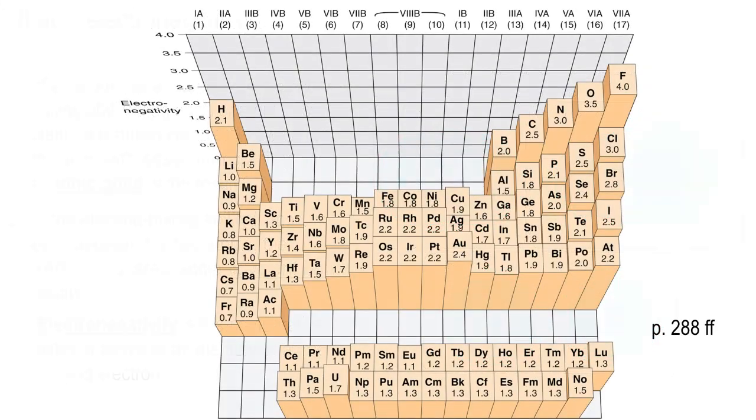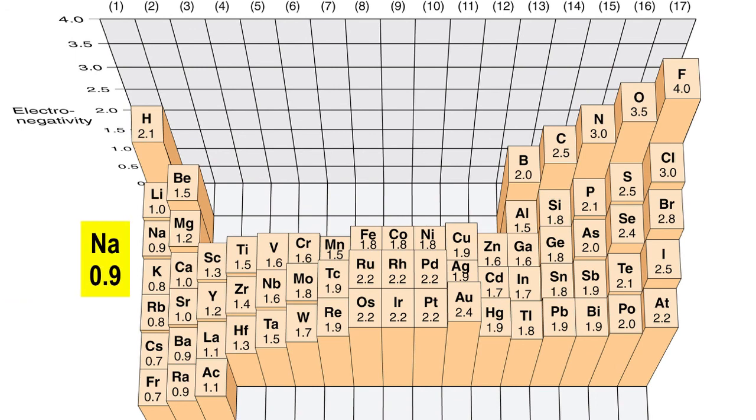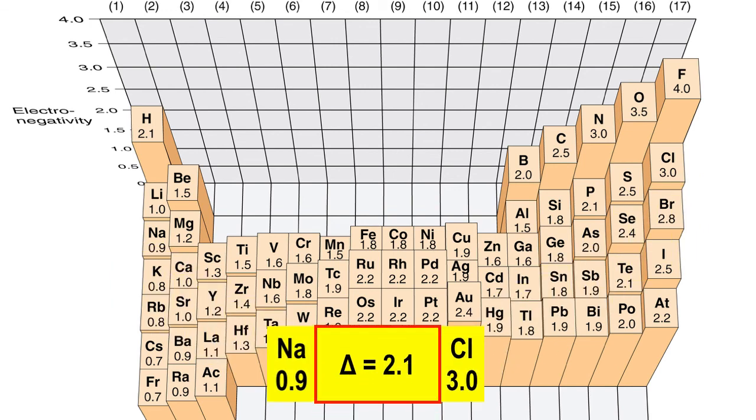Now, here's a table. You can look at page 288 and around there to read about electronegativity. Let's take a look at this. Here's sodium over here, 0.9. And here's chlorine over here, 3.0. And what you want to look at in the electronegativity table is the difference. So delta, the difference of electronegativity, is 2.1. Now that means that you've got an ionic bond.